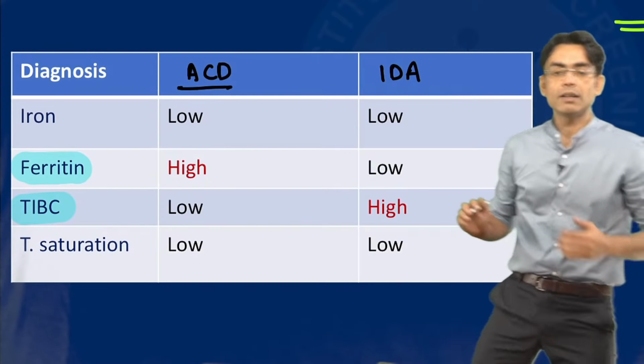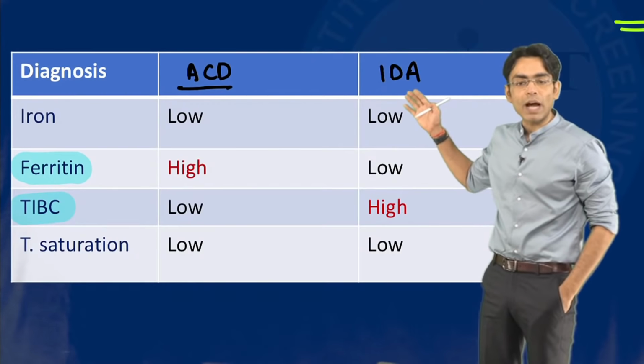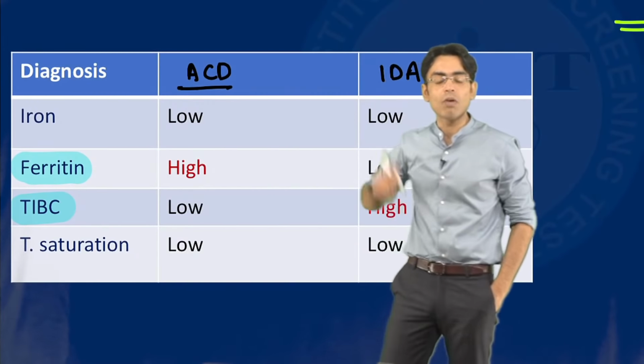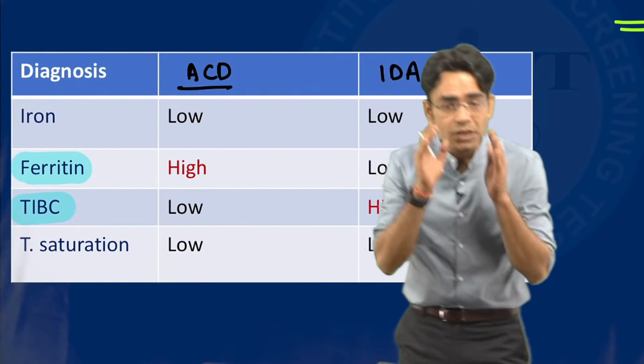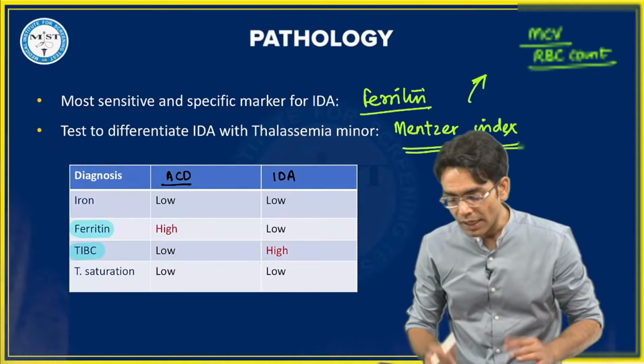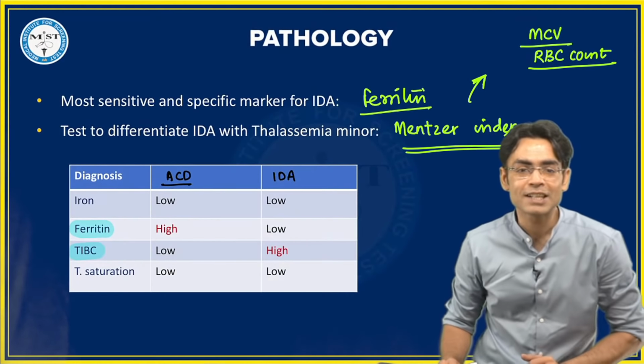Okay? Low ferritin, high TIBC is seen for iron deficiency anemia, and high ferritin, low TIBC is seen for anemia of chronic disease. And I'm telling you, I'm really very happy that you have marked it correctly, have given me the right answers. Thank you very much for this. Okay? चलिए आगे चलते हैं.